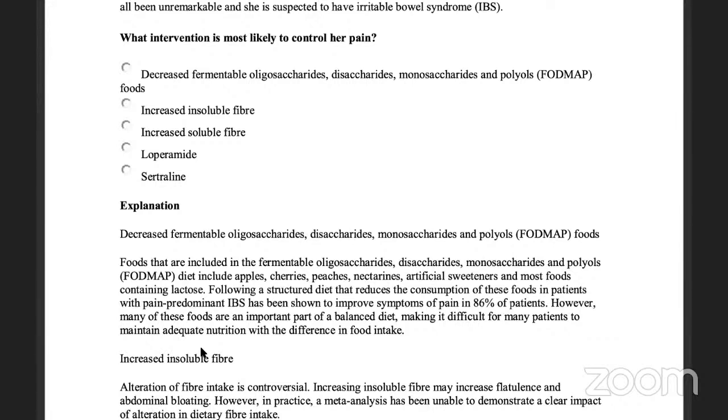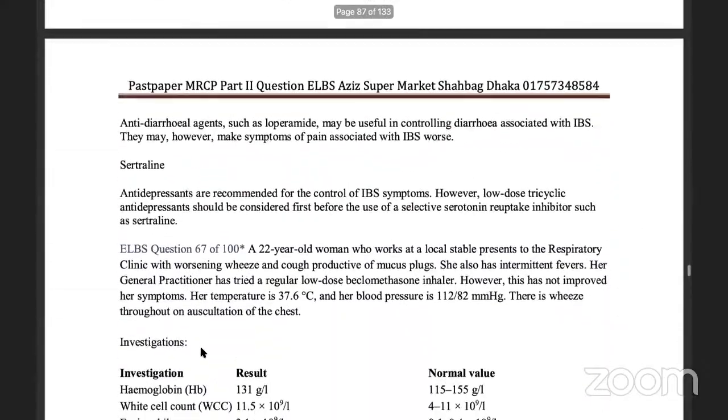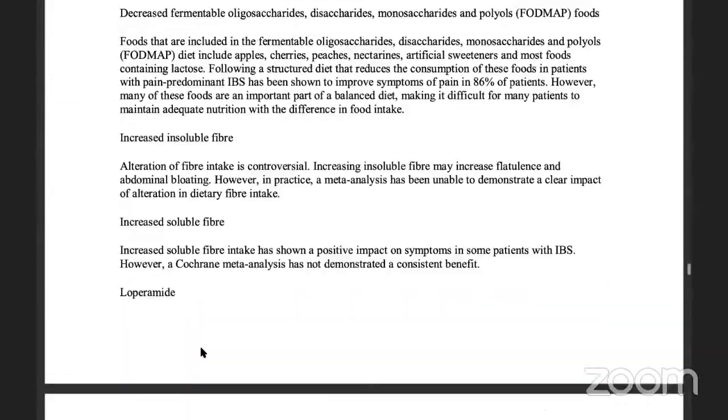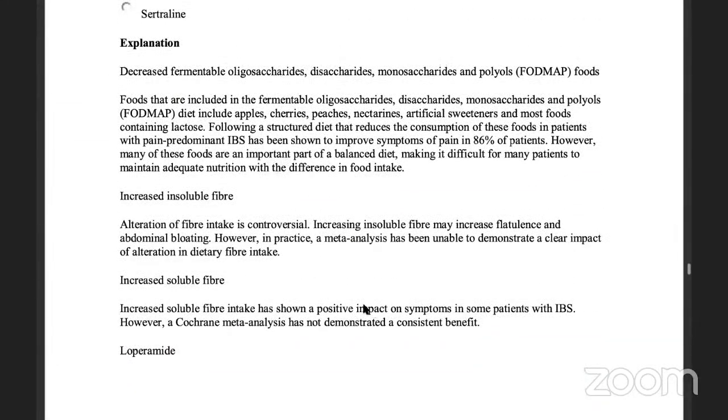Foods that are included in the FODMAP include apples, cherries, peaches and nectarines, artificial sweeteners, and most foods with lactose. Following a structured diet that reduces the consumption of those foods in patients with abdominal pain and IBS has been shown to improve the symptoms and pain in 86% of patients. Many of these foods are an important part of a balanced diet, making it difficult for many patients to maintain adequate nutrition. And soluble fiber has a positive impact, yeah.